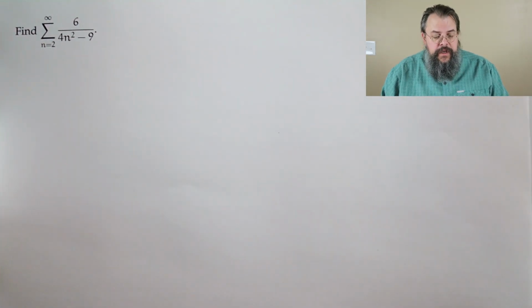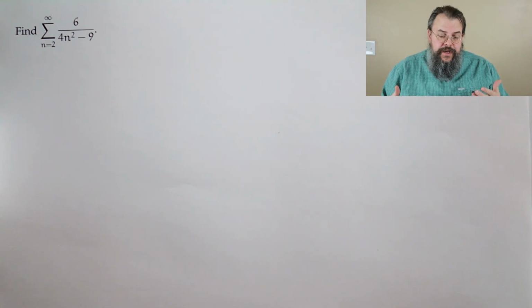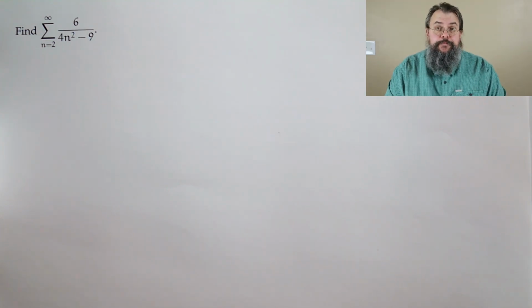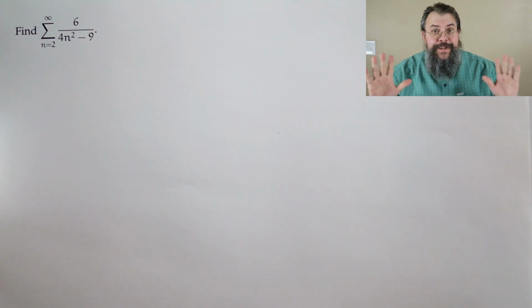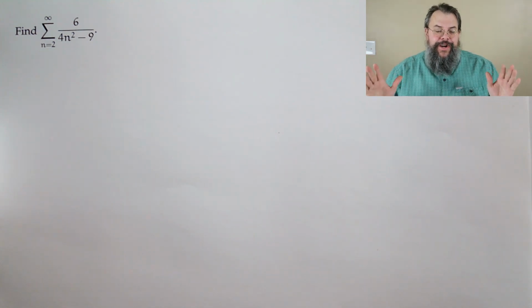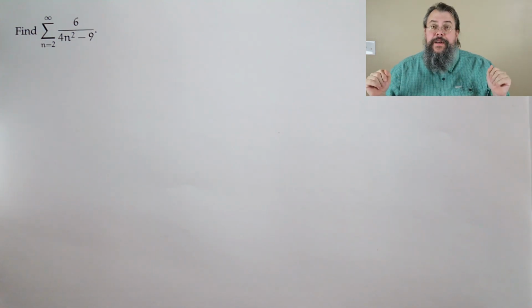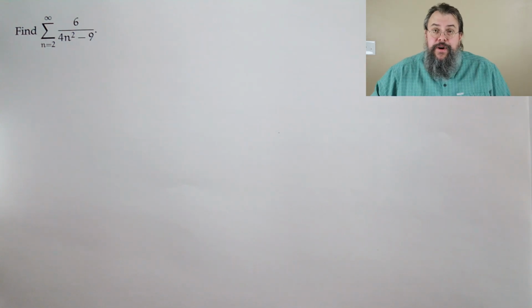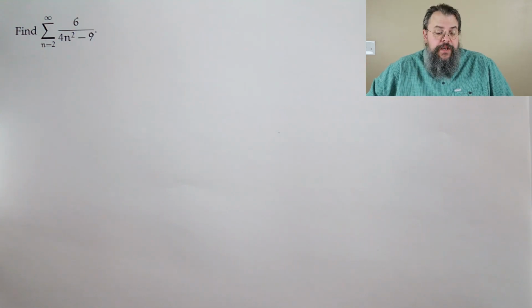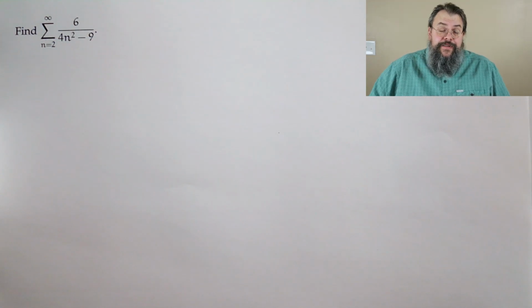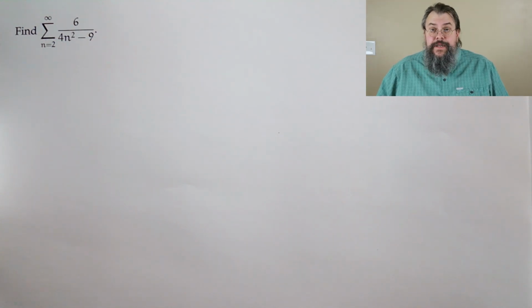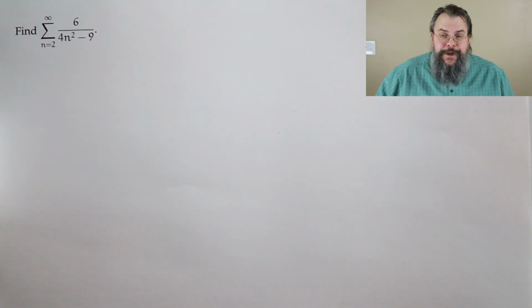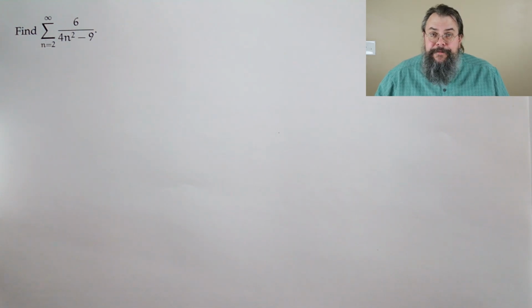Find the sum, n equals 2 to infinity, 6 over 4n squared minus 9. Now, definitely it's not geometric. We can see that for sure because it doesn't have n up in an exponent. So it's not geometric. Forget that. That leaves us with telescoping. And it doesn't look like telescoping yet. That's okay. It might someday.